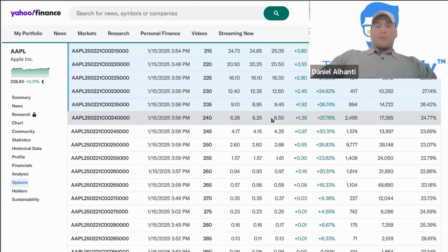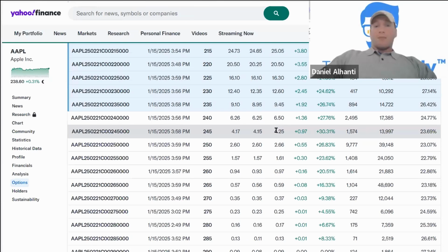Again, it's just your leverage. It's a better way to leverage than just buying the shares. The shares, you could hold them for life, but these you can only hold for a certain amount of time.